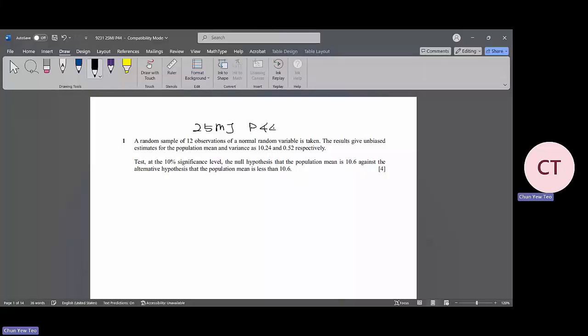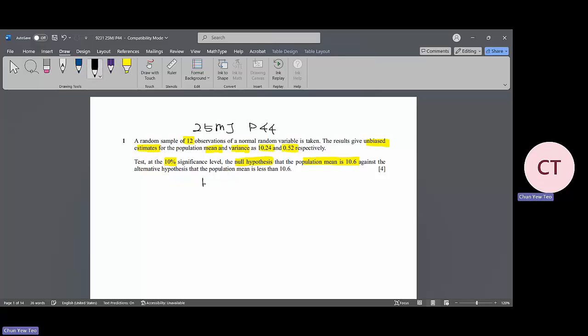Paper 44. Let's take a look at question number 1. We have a random sample of 12 observations of a normal random variable. The results give unbiased estimates of the population's mean and variance as 10.24 and 0.52 respectively. Test at 10% significance level the null hypothesis that the population mean is 10.6 against the alternative hypothesis that the population mean is less than 10.6.